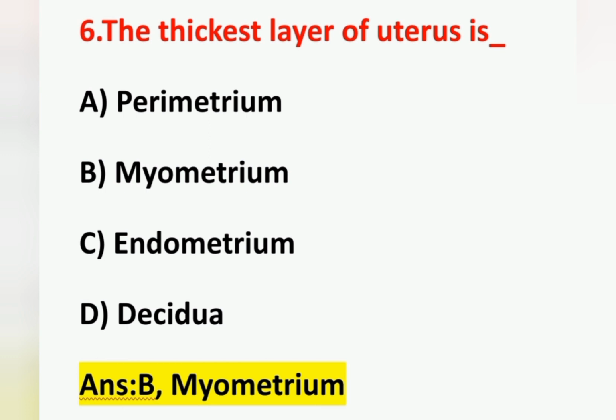This perimetrium outer layer consists of serous coat, and this myometrium is the thickest layer which is the middle layer and it consists of smooth muscle fibers. And the endometrium is the innermost layer which consists of mucus lining. That is the mucus lining cavity is endometrium. During pregnancy, this endometrium is changed to decidua. This is an important point. So the endometrium during pregnancy is changed to decidua.